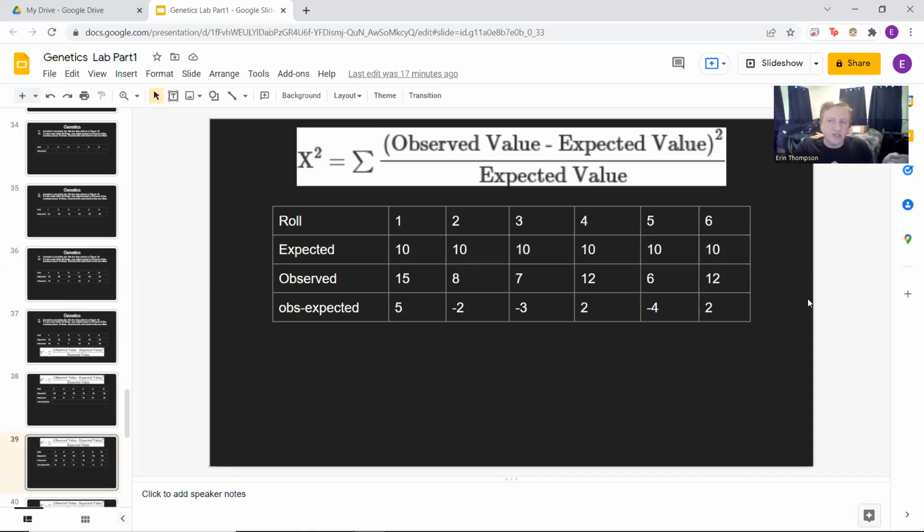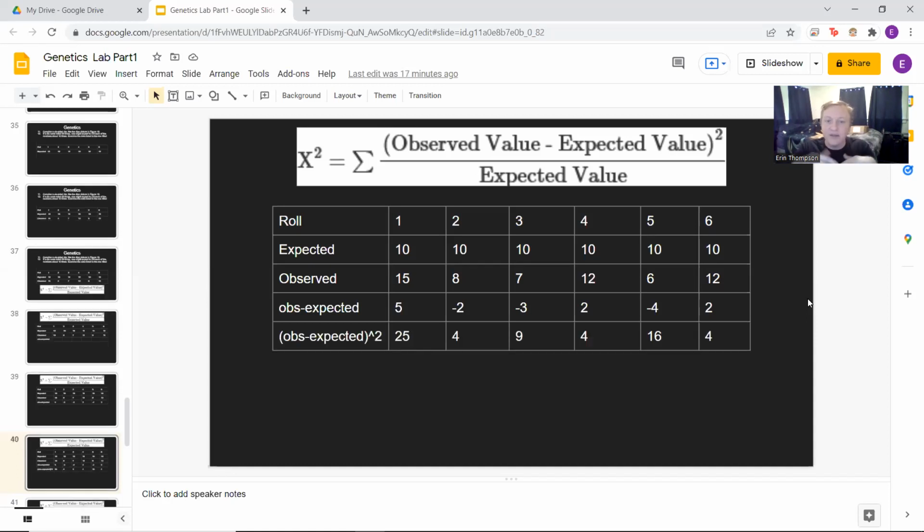Okay, we've got our observed values, we've subtracted our expected values. Now we're going to square those. 5 squared is 25, -2 squared is 4, -3 squared is 9, 2 squared is 4, -4 squared is 16, 2 squared is 4. I'd like to urge some caution, especially for folks that haven't taken a math class in a while. Sometimes on some calculators, if you put -4 squared, it's going to give you -16, which is wrong. Just be cautious of that.